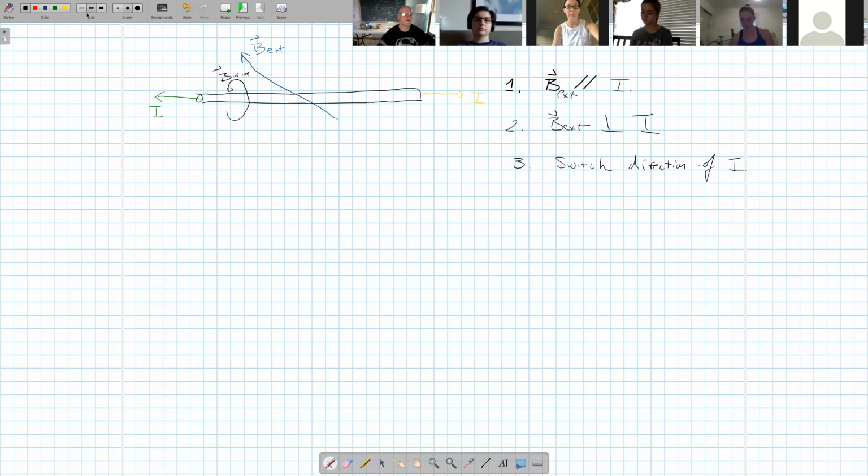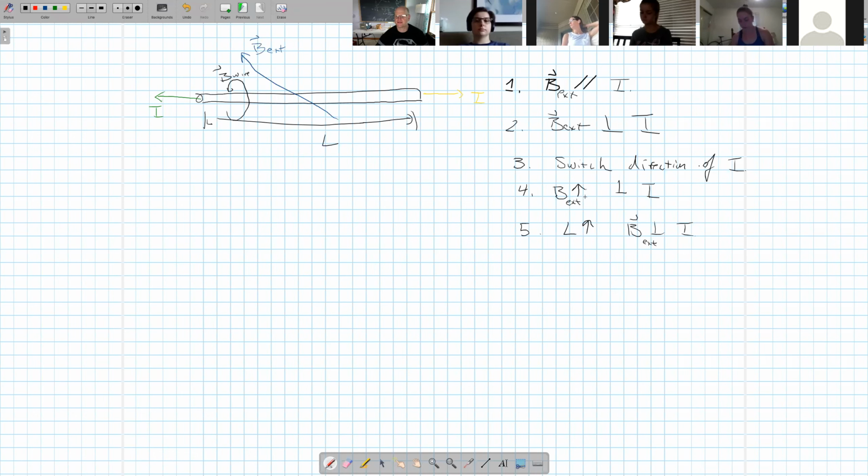Number 4, we're then going to increase the strength of the magnetic field when it's perpendicular to the current and see what happens. And then number 5, we're going to take the length of the wire here. So let's say this is the length of our wire. And we're going to increase the length of the wire with the magnetic field being perpendicular to the current.